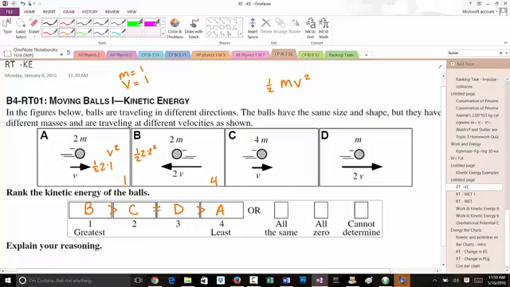Just sit on the floor again. You're on the floor? Okay. Whatever works for you. All right.